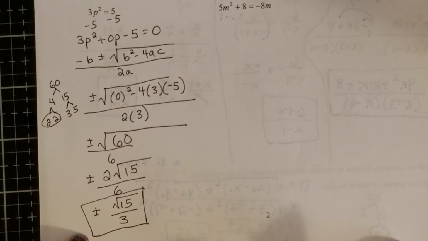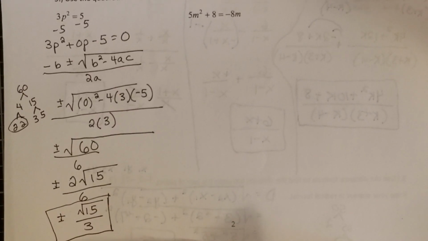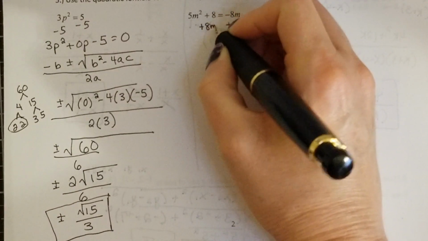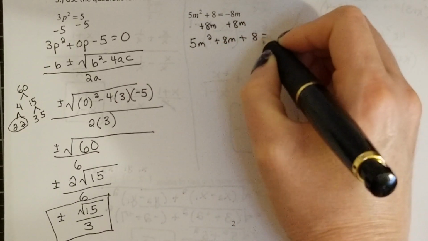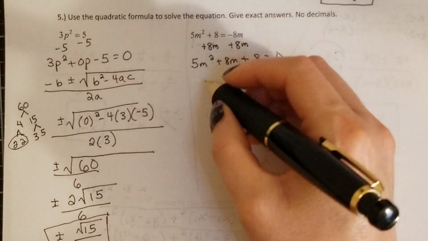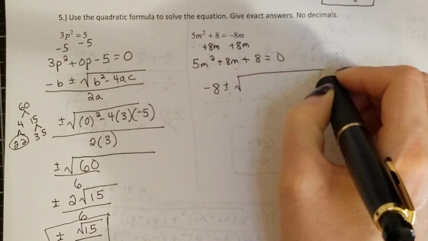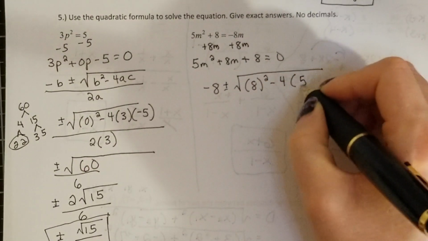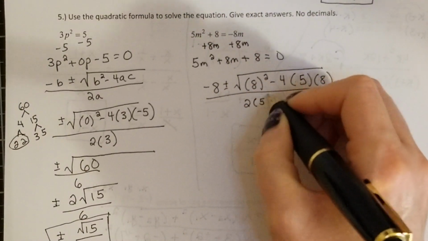Okay, the next one, 5m squared plus 8 minus 8m. So you'll want to add your 8m to both sides. So this would be 5m squared plus 8m plus 8 equals 0. So you plug in your formula. So negative 8 plus or minus the square root of 8 squared minus 4 times 5 times 8 all over 2 times 5.